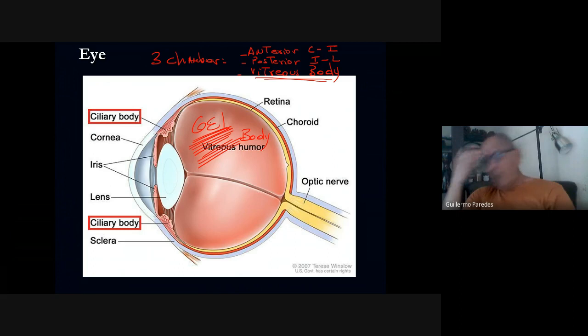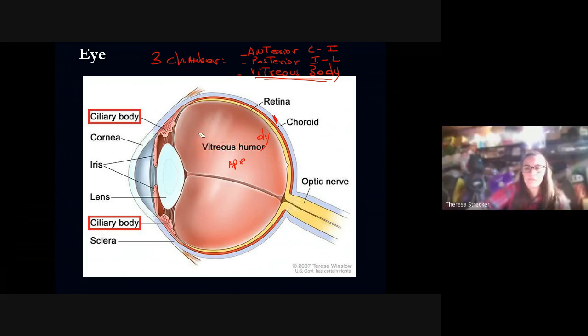What this gel is doing is helping, and remember that question for the exam, with the shape of the eye. Who else helps with the eye shape? The sclera, correct? The sclera and the vitreous body or vitreous humor. I call it vitreous body, but vitreous is the key word. That is a gel. You okay with that?